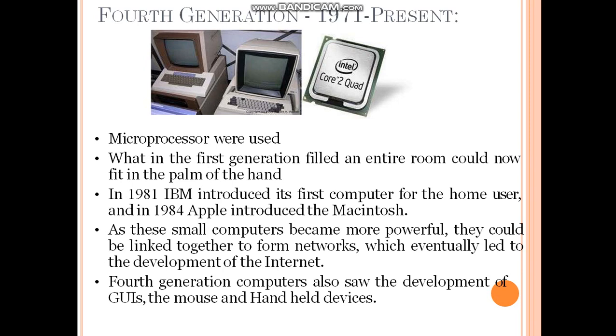In 1981, IBM introduced its first computer for home users. And in 1984, Apple introduced the Macintosh. As these small computers became more powerful, they could be linked together to form networks, which eventually led to the development of the internet. Fourth generation computers also saw the development of GUIs, the mouse and handheld devices. We are using our PC. These PCs are fourth generation computers.